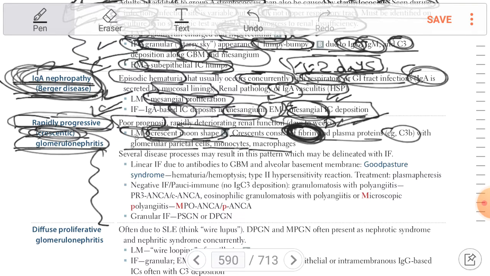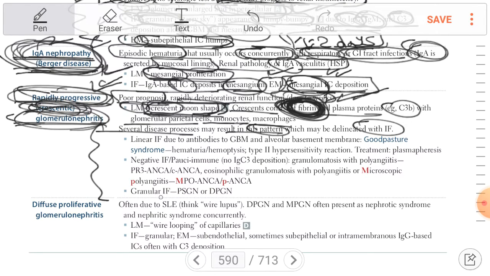So rapidly progressive glomerulonephritis, crescentic glomerulonephritis: on light microscopy, there is a crescent moon shape, and we saw it. The crescent moon shape consists of fibrin deposition. Several diseases will end with rapidly progressive glomerulonephritis and result in this pattern. Its appearance on immunofluorescence: there is granular, linear, and negative immunofluorescence.